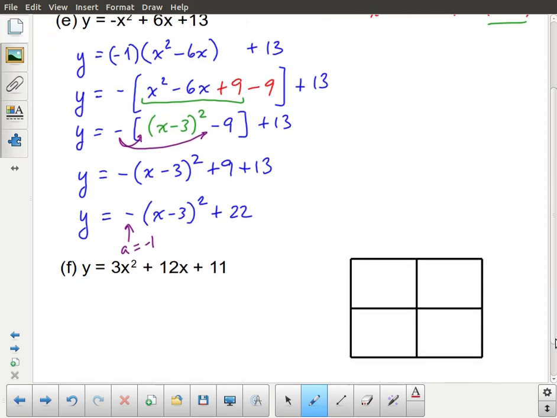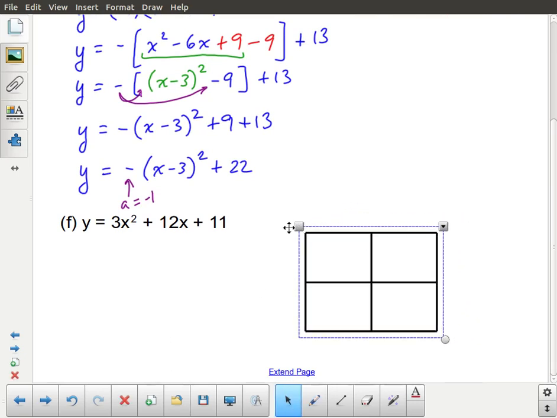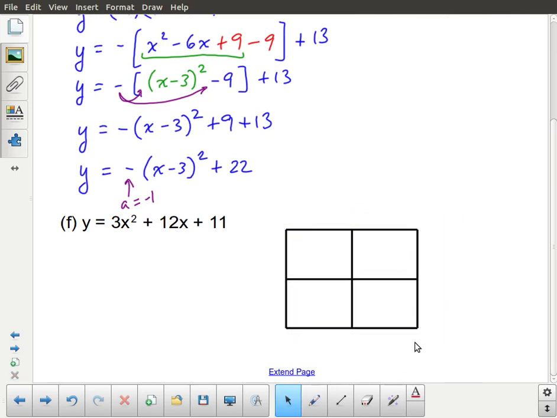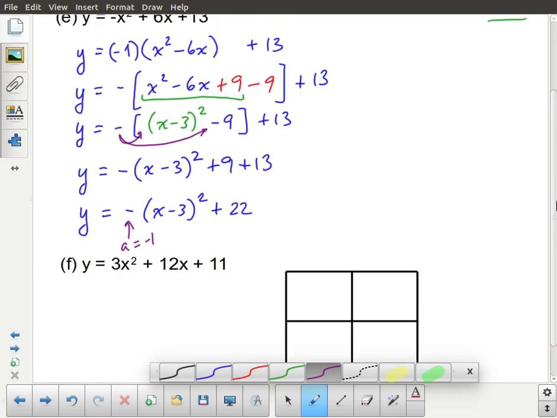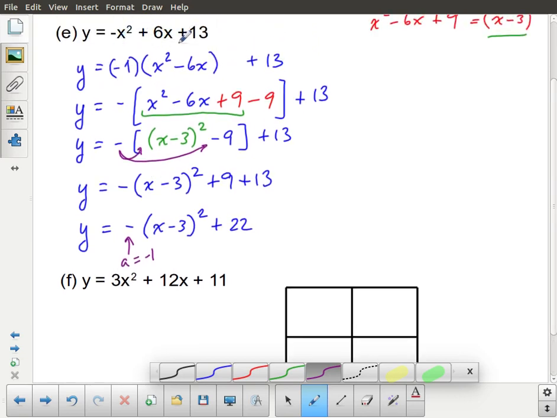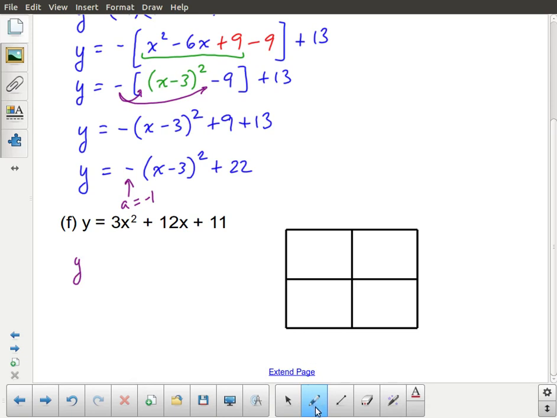Let's go through that same process again, except this time I'm going to use the area model. I'm going to bring this over, make it a little bit more predominant. Okay, so the first thing we need to do, we still need to do that factoring of those first two terms, because you can see here this a value is equal to 3, and that's no good for completing the square.